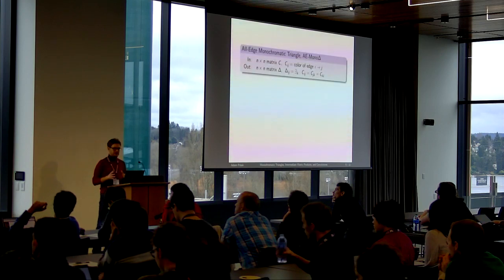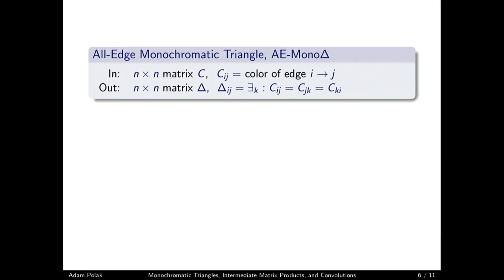So the first highlight is the central problem of our chain of reductions, the problem we call all-edge monochromatic triangle. You're given a clique with colored edges, and the task is to find out for each edge whether it belongs to a monochromatic triangle, namely, a triangle such that all 3 edges have the same color. This is one of the intermediate graph problems or matrix problems. We can solve it in n to the (omega plus 3) over 2 time, which would be n to the 2.5 if omega turned out to be 2.